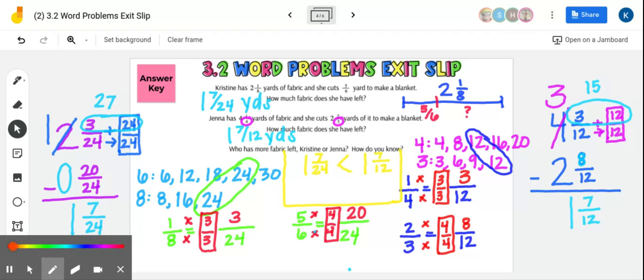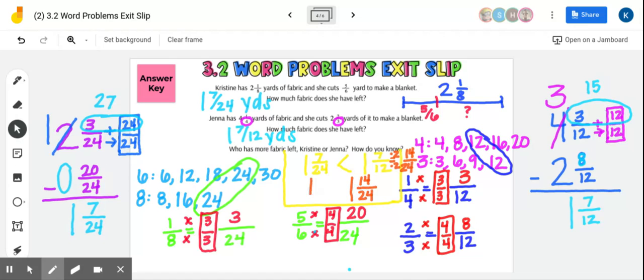But if that's confusing for us, we can set this equal to something over 24. My giant one would be 2 over 2, and you get 14. So 1 and 14/24, and you're comparing 1 and 7/24. Well, 14 has more pieces, so the answer is Jenna. Jenna has more fabric left.